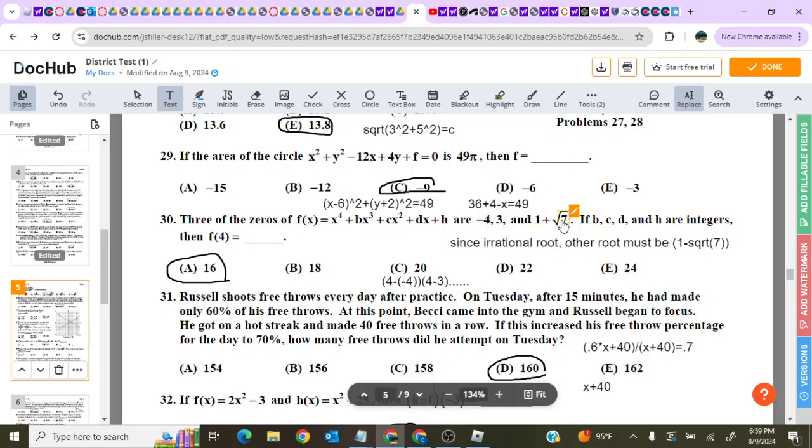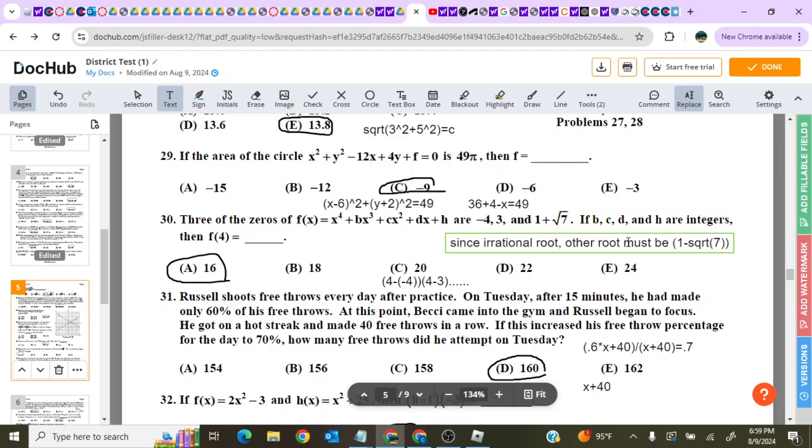The only way to prevent irrational coefficients is to cancel out this 1 plus square root of 7. And the only way to do that is to include 1 minus square root of 7 to counteract it. Because if you multiply that out, everything kind of cancels each other out. Everything that has a square root of 7 also has a negative square root of 7 being multiplied by it.